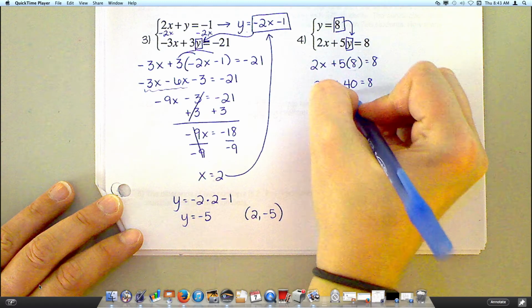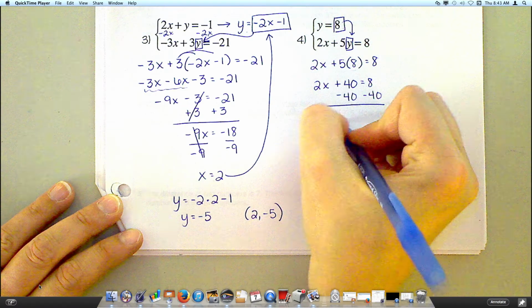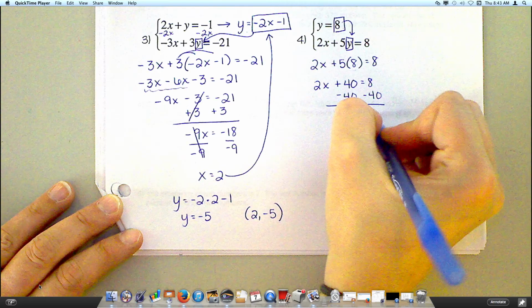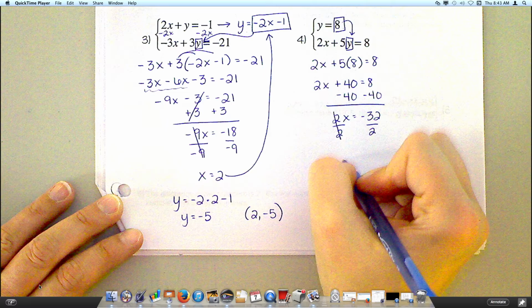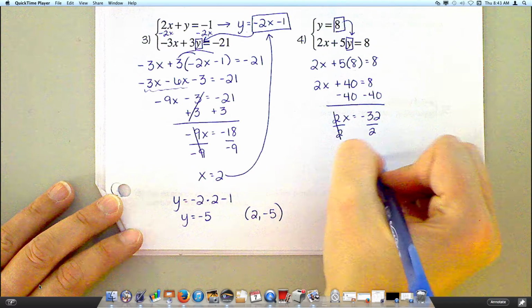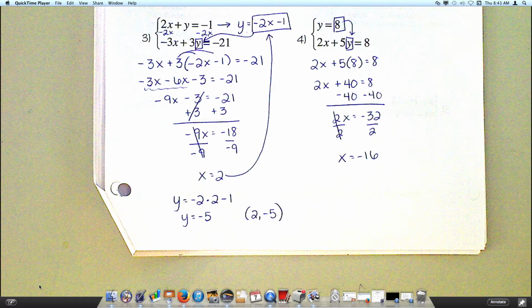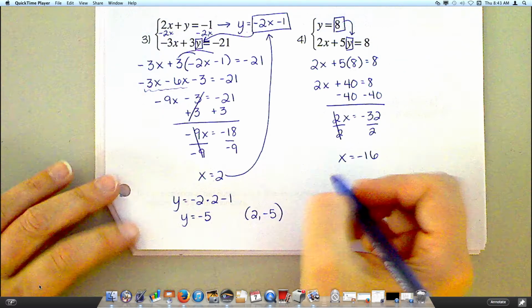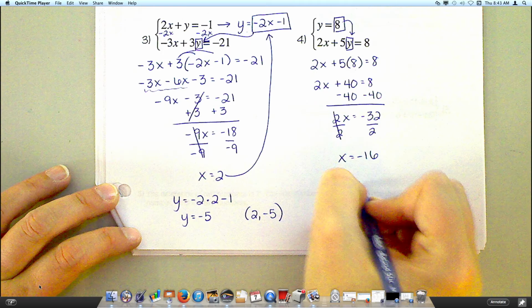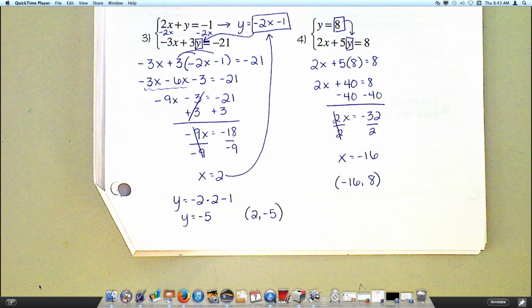Subtract the 40 off of each side. And I get 2x equals negative 32. Divide by 2. X equals negative 16. What does y equal? 8. We already know what y equals. Okay, this told us y has to equal 8. So my coordinate would be negative 16, 8. Questions on that?